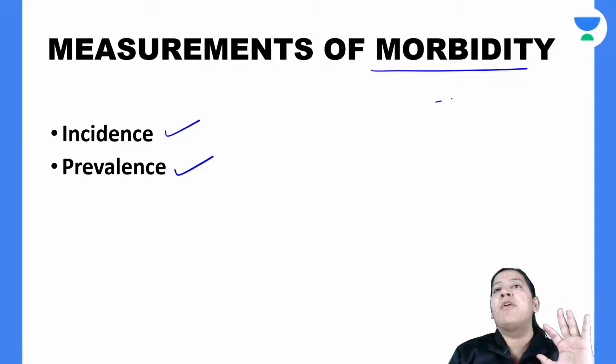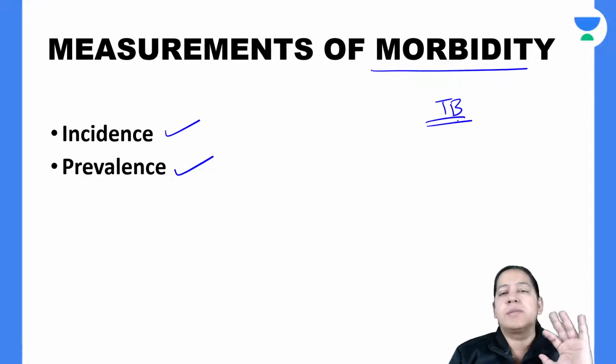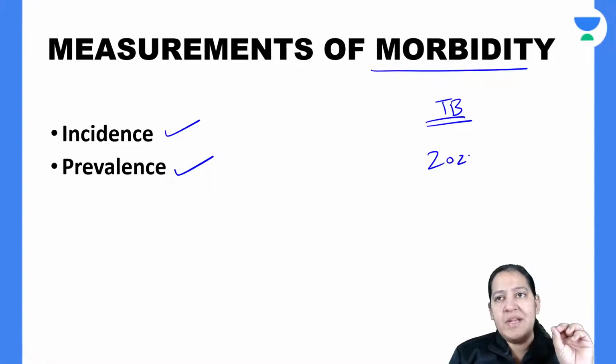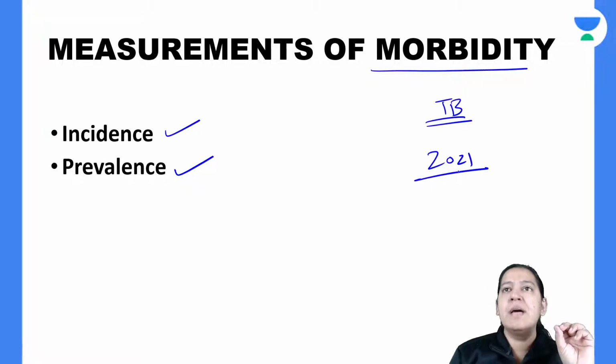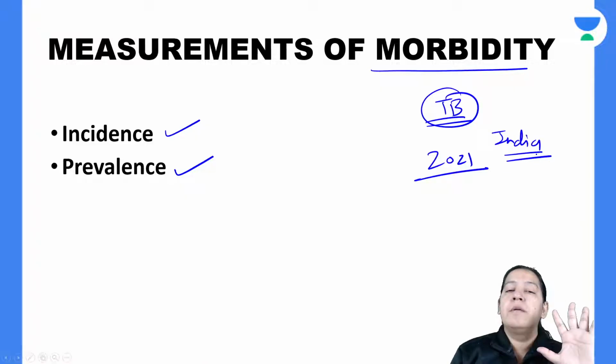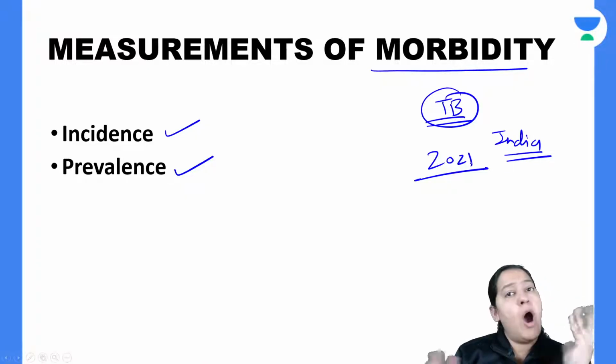Let me take an example of tuberculosis. Suppose tuberculosis, of course, it is a disease. It is caused by a bacteria, Mycobacterium tuberculosis. We know it. So if I am asking you, in 2021, what is the measurement of TB in India? Please give me the measurement of TB in India. So how will you calculate?